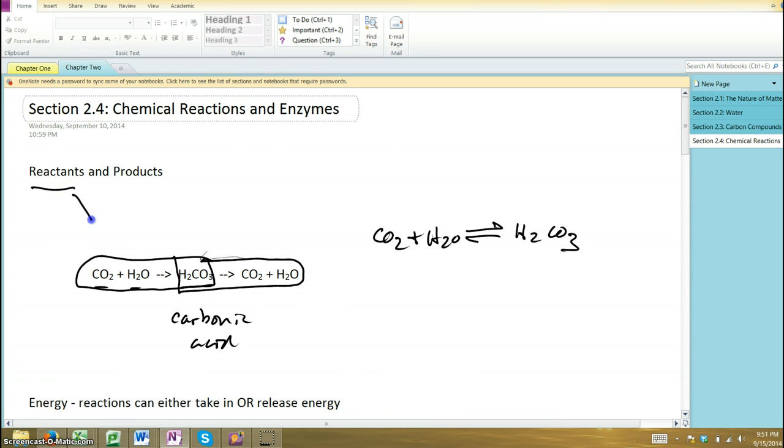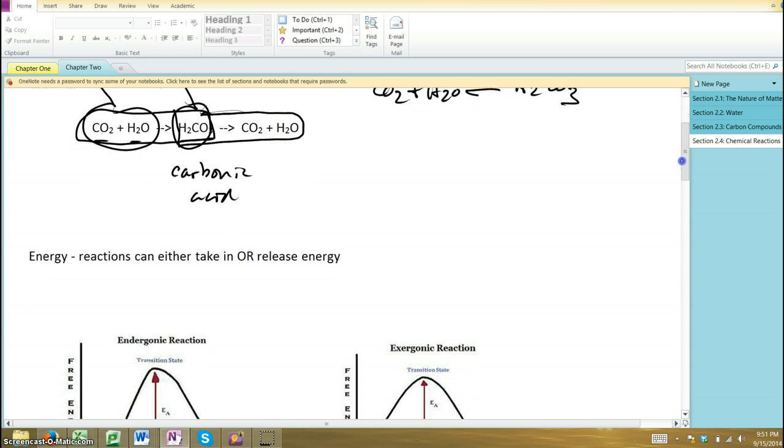And like I said, carbon dioxide and water are the reactants in this case. Carbonic acid is the product, except of course in the reverse reaction where carbonic acid is the reactant and CO2 and water are the products. So again, reactants and products, it all depends on which direction the reaction is going.